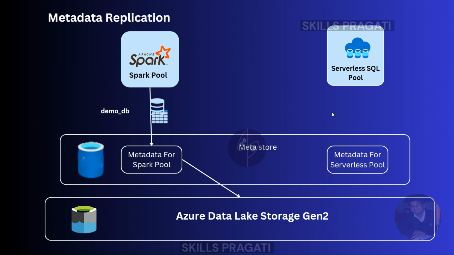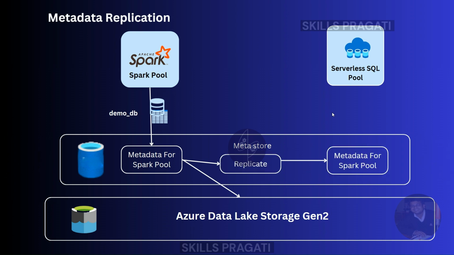Then the magic happens. Synapse runs an internal process to replicate the metadata from Spark Pool to the Serverless SQL Pool metadata, pointing to the same location in the data lake. So now we have a database in our Serverless SQL Pool which is replicated from this process.